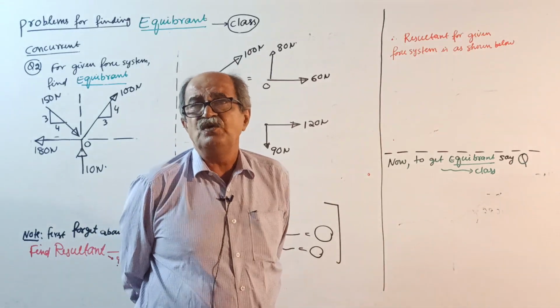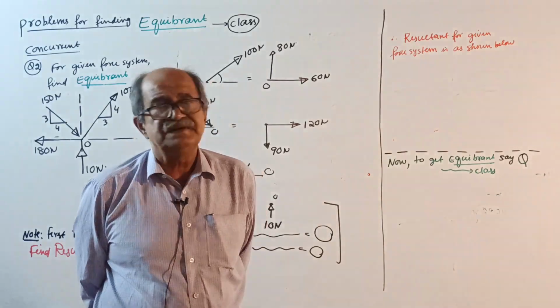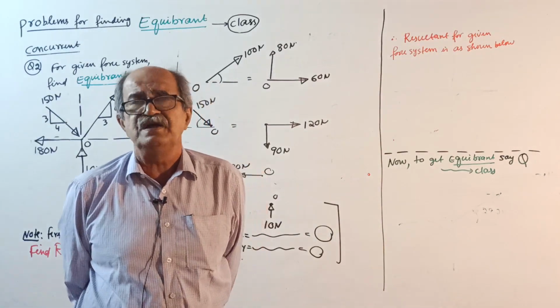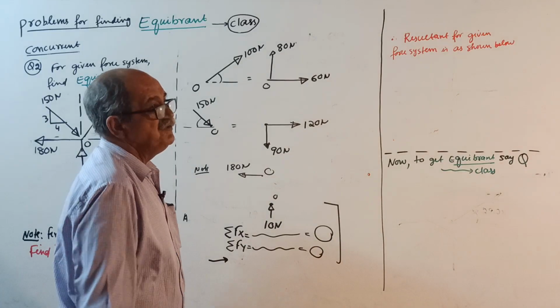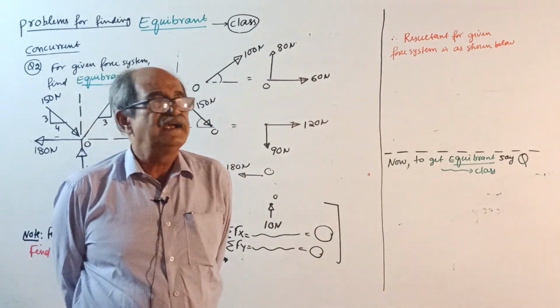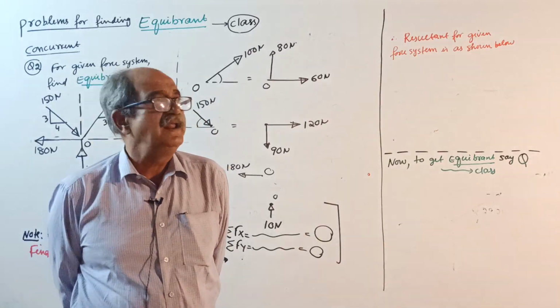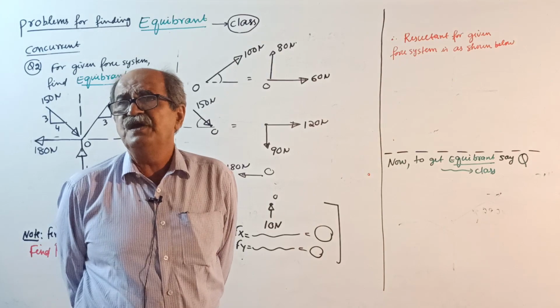Sigma fx equal to 0, sigma fy equal to 0. No component in x direction. I have not shown x and y. You know it. Don't tell me which is x and which is y. No component in x direction, no component in y direction. Resultant is the square root of sigma fx squared plus sigma fy squared, which is 0.